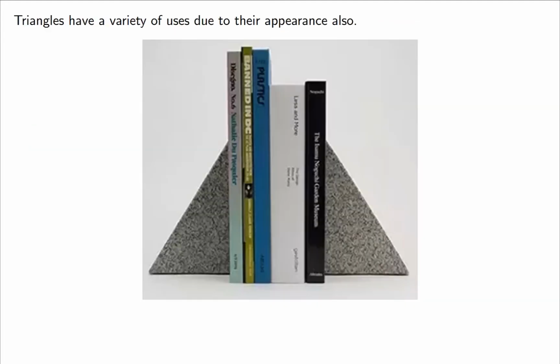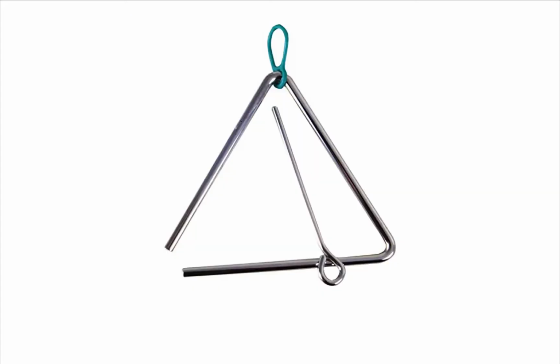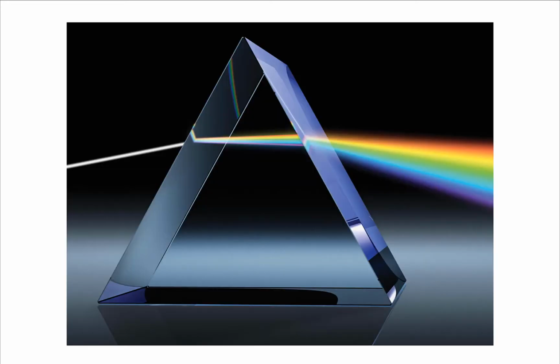Now we can use triangles for all kinds of things. Here's an example of using triangles as a bookshelf end. Here's an instrument that we simply call the triangle. It's a good shape in order to make the sound that we seek. Here's an example of an object that we call a prism. Because of the nature of its shape, it actually has the ability to bend light and show us the rainbow coming from simple white light.